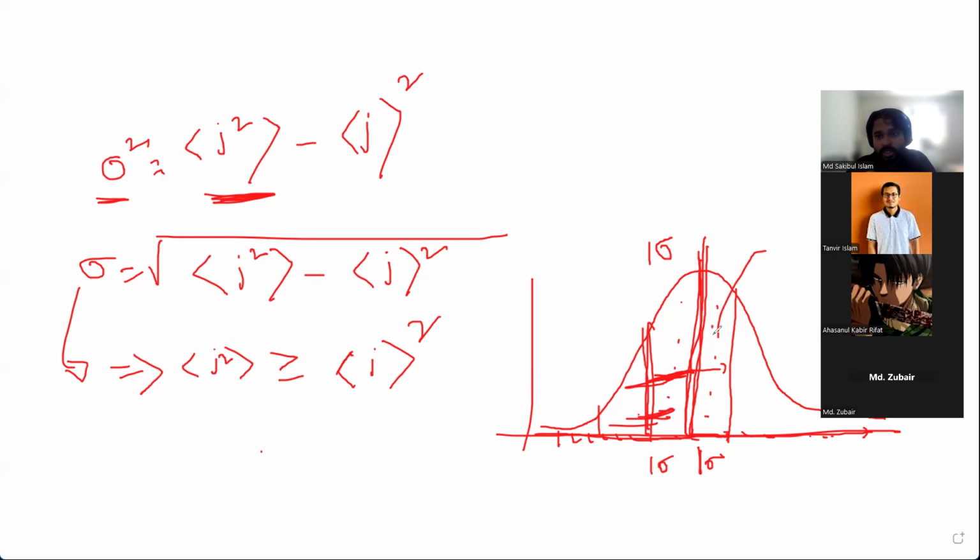You are randomly choosing, let's say, any value. This value is j. You can choose it on the left side, you can choose it on the right side. It doesn't matter. The sigma is the distance from the average.